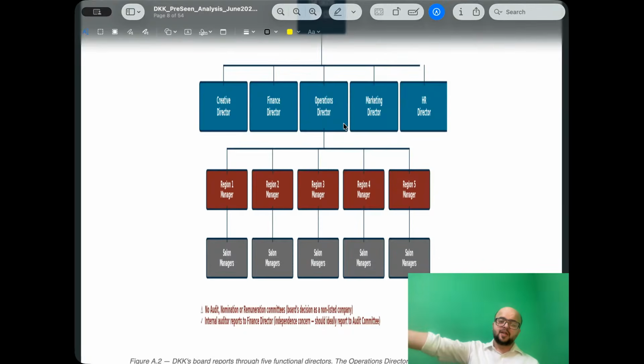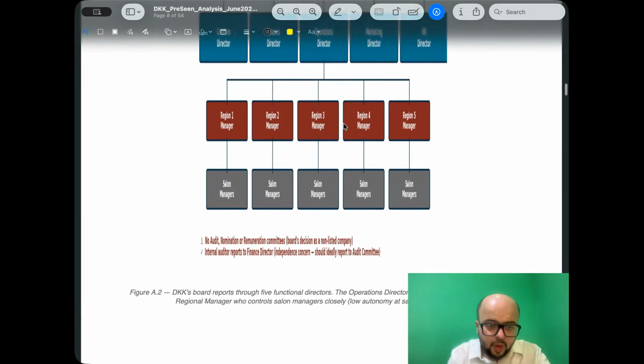Operations means he is running the show on a regular basis. Then you have your salon managers for each region, and within that region if you have 10 salons, then each salon has his or her own manager. No audit remuneration committee because the company is not listed. Internal auditor reports to finance director. There is an independence concern. Ideally he should be reporting to audit committee.